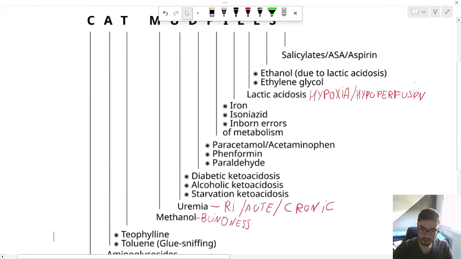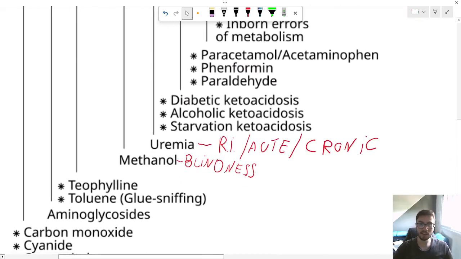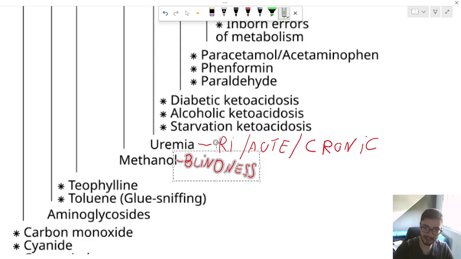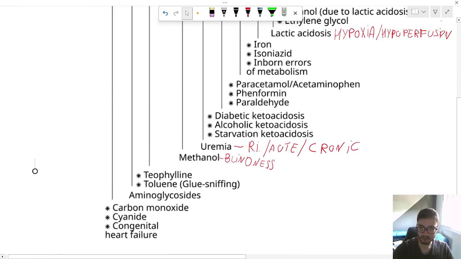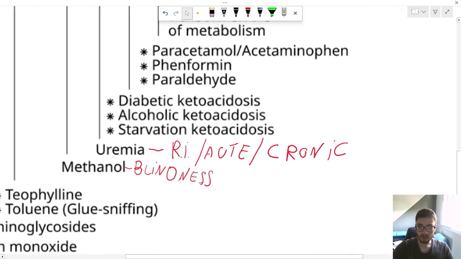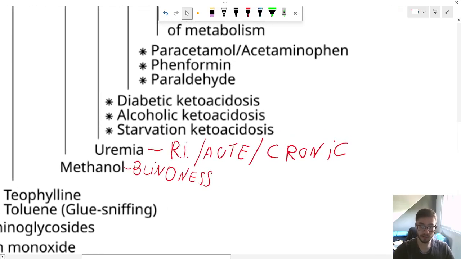Now in the MUD PILES word, we're going to start with methanol. It's usually found in some alcoholic beverages that are not well made. Some homemade beverages can end up with methanol instead of ethanol. And the main symptom of methanol intoxication is blindness. So if you have a patient with sudden blindness with metabolic acidosis, you should think about methanol intoxication, okay, guys?